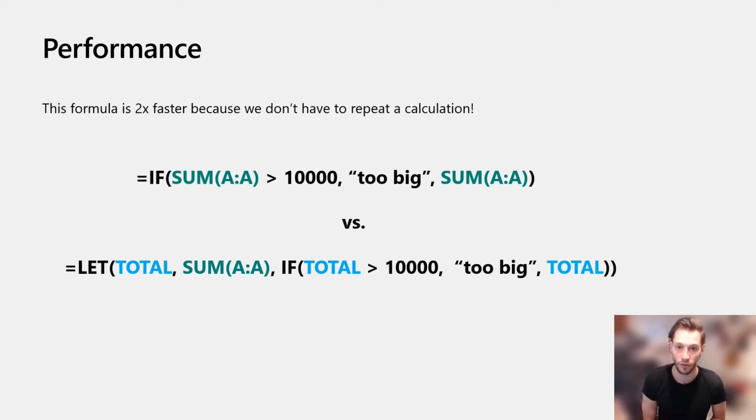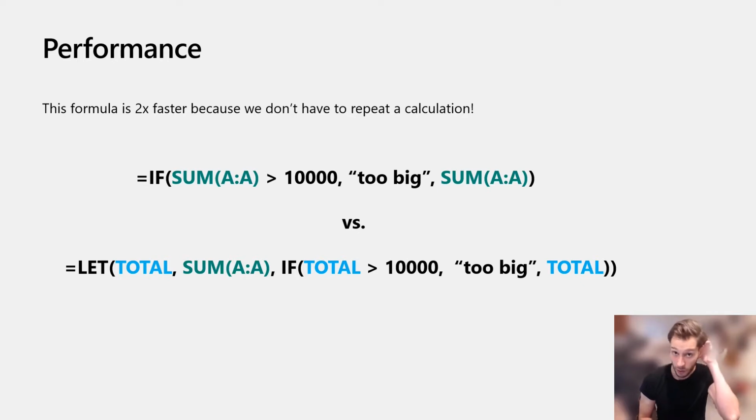The other bit is performance. This one can definitely go unnoticed until you start to do large operations and you're doing them multiple times. So in this following example, I have an if, and this if is just checking some parameter to see if the summation is too big. And if it is, it just returns the value too big, otherwise it'll just sum it up. Now, if you were to take that exact same formula and abstract it with a LET, you'll notice that there's a repeated call, and that repeated call is the sum of A through A.